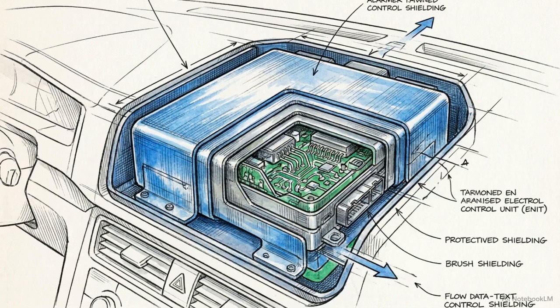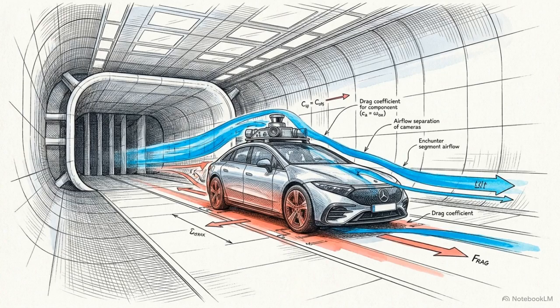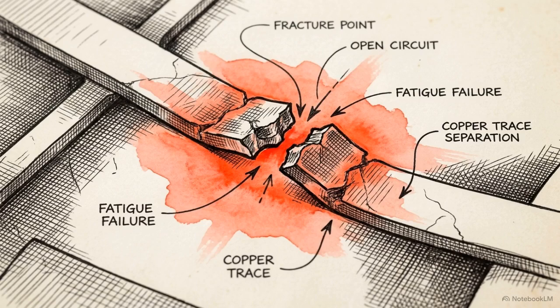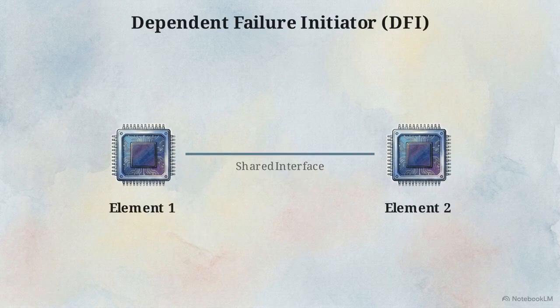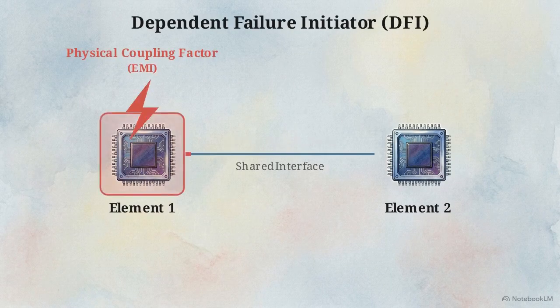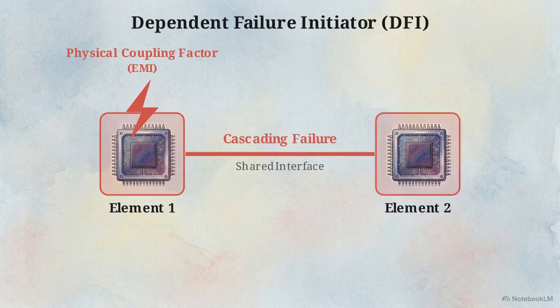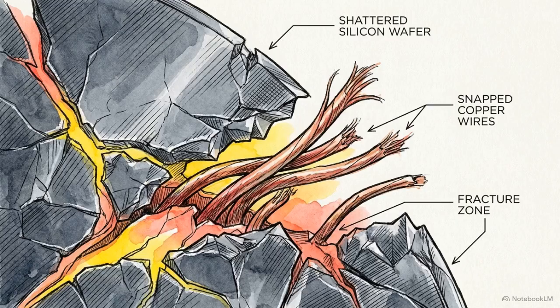It is highly effective at establishing functional safety by preventing physical wear or systematic software faults, but it operates on a critical assumption that the vehicle exists in a closed, predictable environment. To evaluate how systems break, engineers use a concept called the Dependent Failure Initiator, or DFI. In legacy models, a DFI was usually a physical coupling factor, like electromagnetic interference or shared memory corruption. Today, that definition is dangerously narrow.